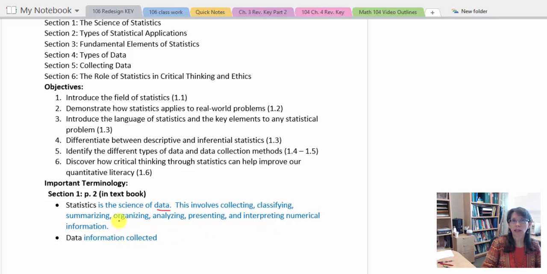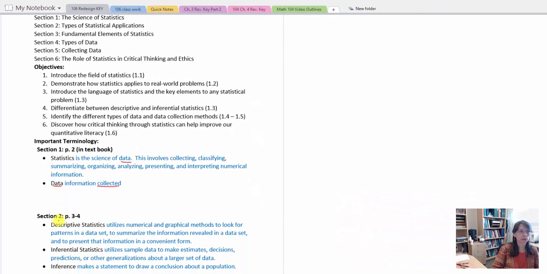So not only are we looking at numbers, but we are going to be looking at pictures such as a variety of types of graphs. Data is the information that is collected, and we'll see in a later section different types of data that can be collected. In section 2, we'll talk about descriptive statistics, inferential statistics, and how to make an inference.